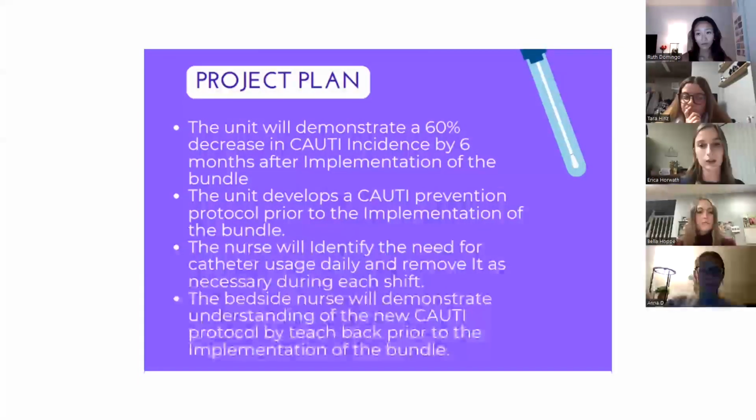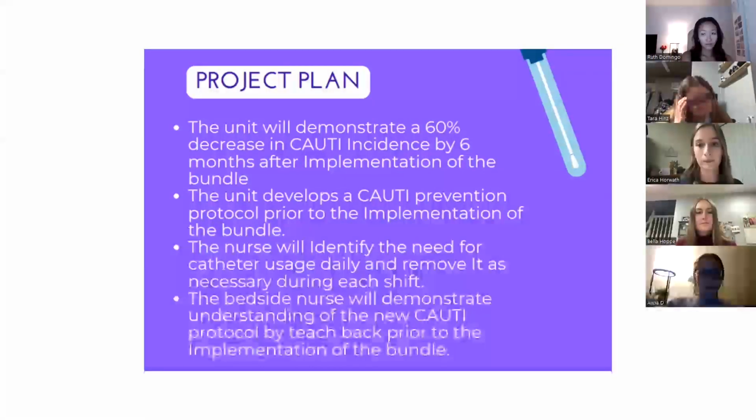And then our second goal is that the unit develops a CAUTI prevention protocol prior to the implementation of the bundle. So making sure that they have the protocol and they're familiar with it before implementing it. So some steps that could be taken to do that are that the charge nurse would identify some leading risk factors for CAUTI to know what we're targeting. The charge nurse can develop a standard for catheter placement and care, making sure that's across the unit as a whole. And then the unit will obtain necessary supplies such as CHG wipes, iodine swabs, and sterile kits, because the thought is if this unit isn't stocked and ready to adhere to the bundle, then implementation is not going to go as well.